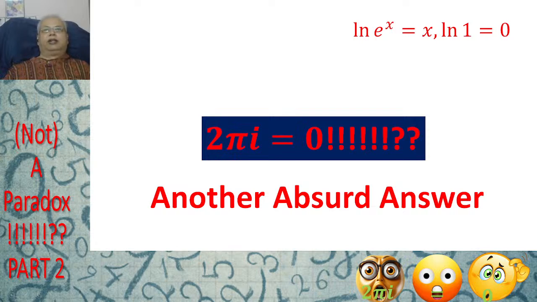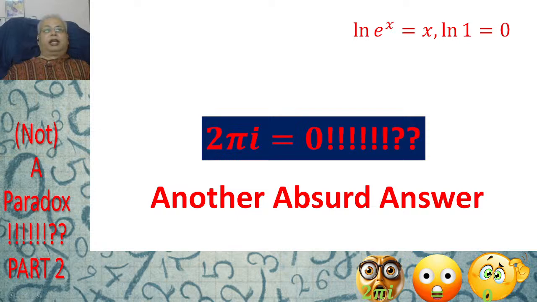On the right hand side we had log of exponential 2 pi I. So x was 2 pi I. So that will be 2 pi I. So the left hand side is 0, the right hand side is 2 pi I. So 2 pi I has to be equal to 0.